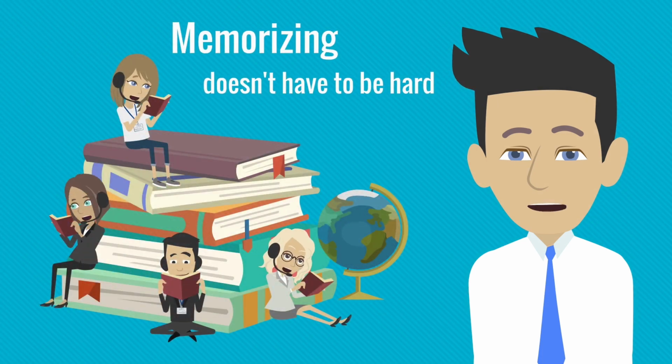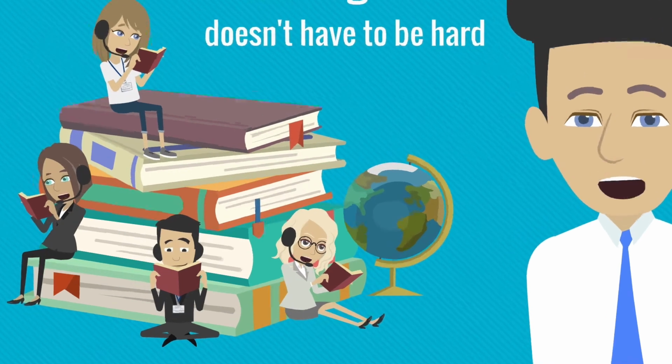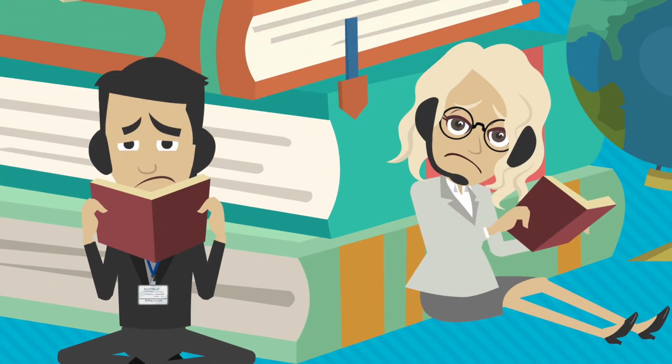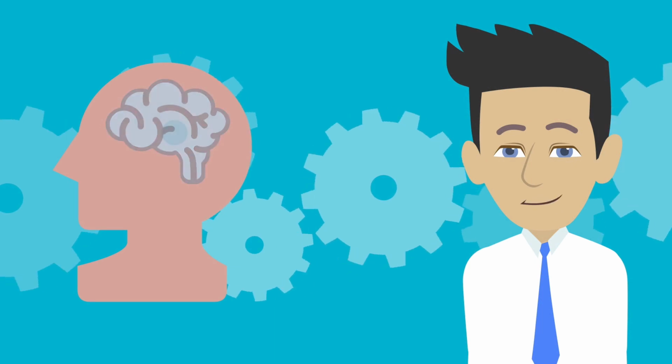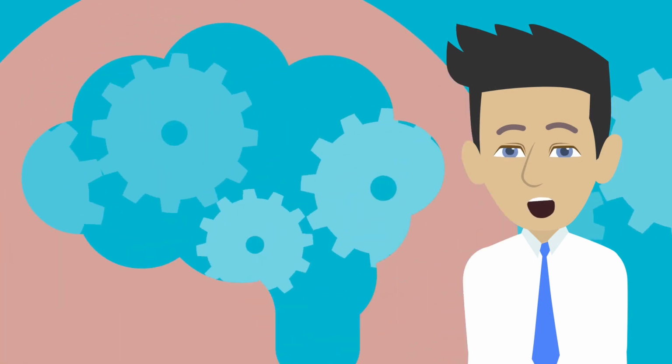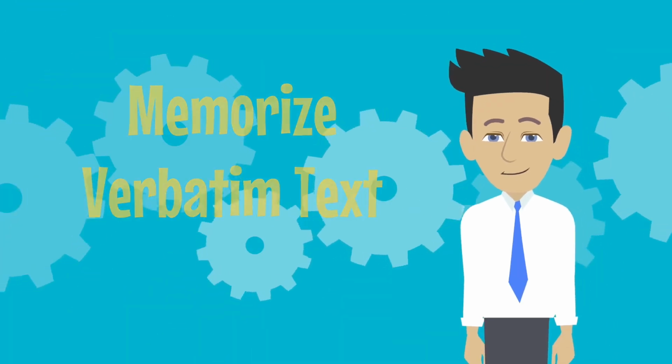Memorizing does not have to be as hard as most people make it. The problem is that most people only know how to memorize by reading the same thing over and over again. You have to learn to memorize. In this video, we're going to look at how the brain remembers, and then show how to use that knowledge to come up with a method for memorizing verbatim text.